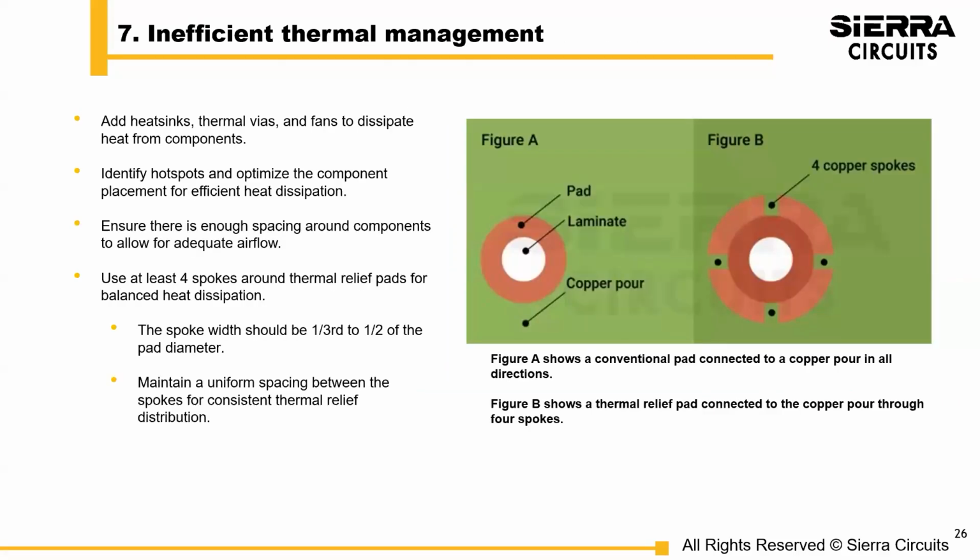To dissipate heat from components, you need to add heat sinks, thermal vias, and fans. So identify hotspots and optimize component placements. Also ensure adequate space for airflow around components so that you can ensure efficient cooling. Use a minimum of 4 spokes around thermal relief pad for balanced heat dissipation. The spoke width should be about 1 by 3rd to half of the pad diameter. Maintain a uniform spacing between the spokes for a consistent thermal relief distribution.